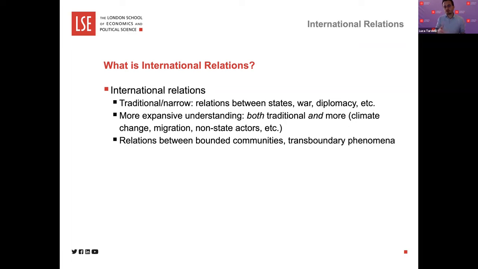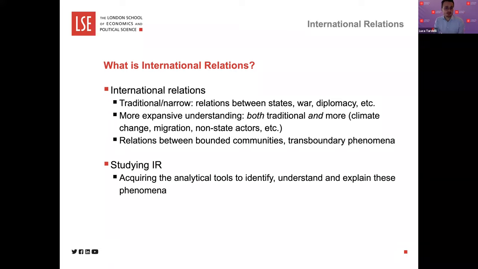More broadly, what puts all of them together is that international relations is the subject studying transboundary phenomena. Things that happen across boundaries, across borders, across different actors operating in the international system. That's what our focus is, broadly defined. And that's why it can encompass all these different phenomena. So what does studying international relations really mean? It means acquiring the knowledge, of course, but primarily the analytical tools to identify, understand, and explain these transboundary global phenomena and this set of relations.